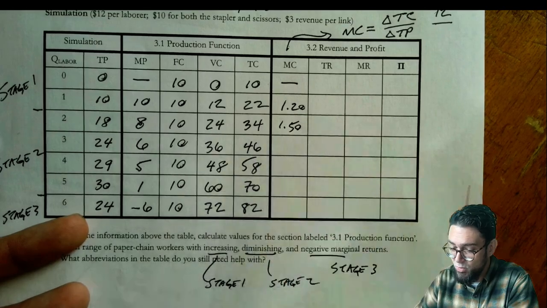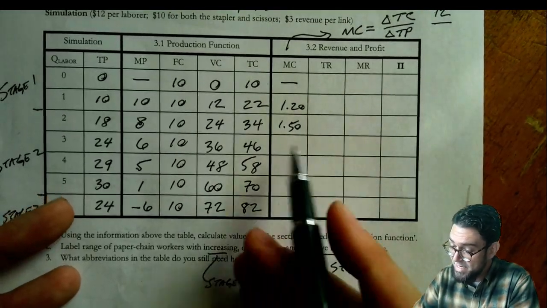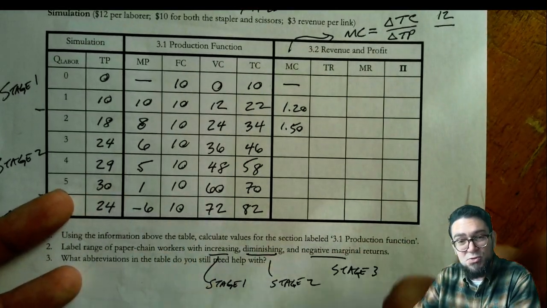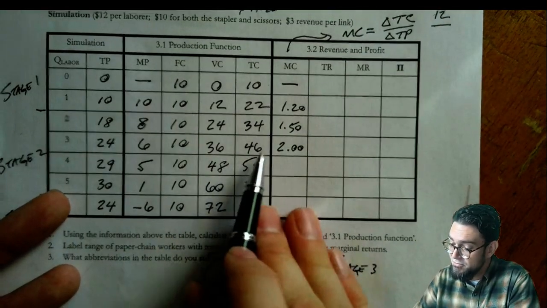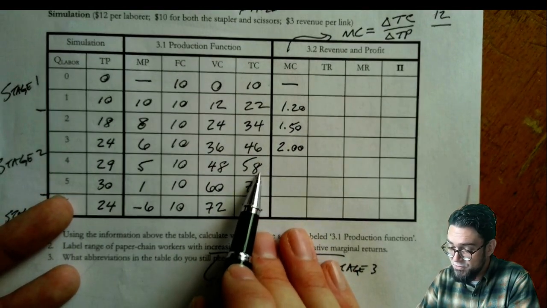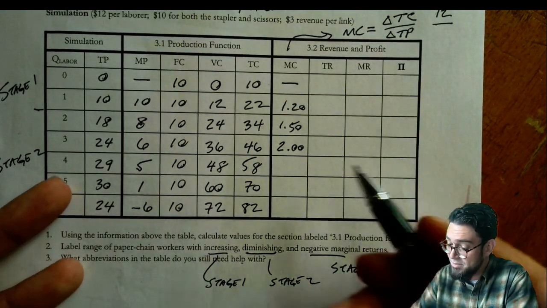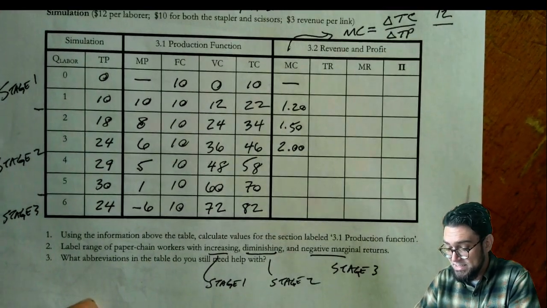Now we have the change 12 divided by, and now what's our change over here? 6. Well, 12 over 6 is 2. So now our marginal cost is up to $2. For the next one, we have a change of 12 divided by 5, right? Because that's our marginal product.